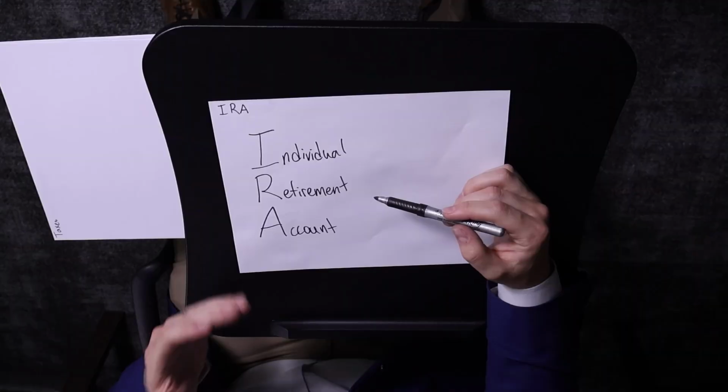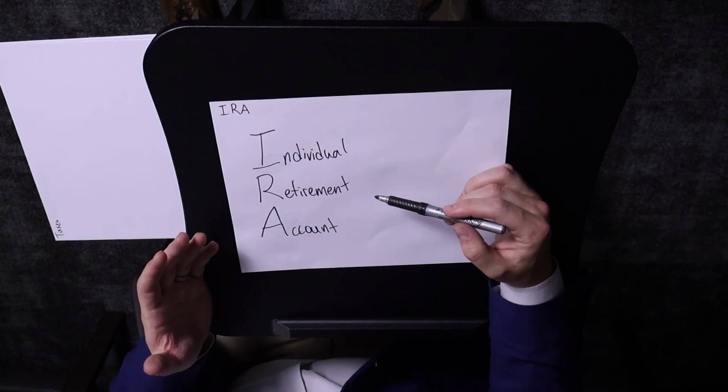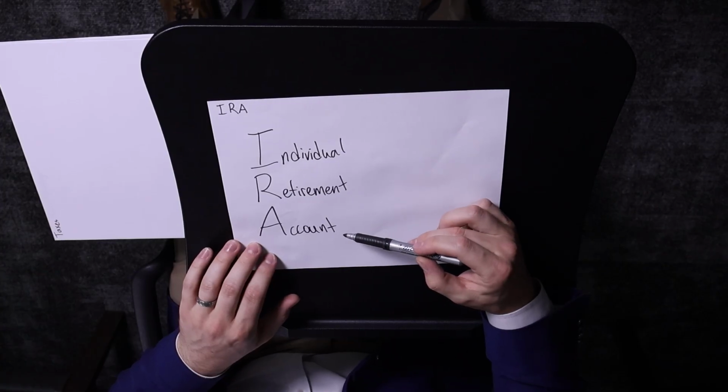Retirement is the purpose of the account. Okay, so we're not building up IRAs for the purpose of buying a house, for instance, although there are some exceptions to that. And then the third one is account. So this is actually really important because some people think that if you just put money into an IRA, it's already invested, which is not the case.